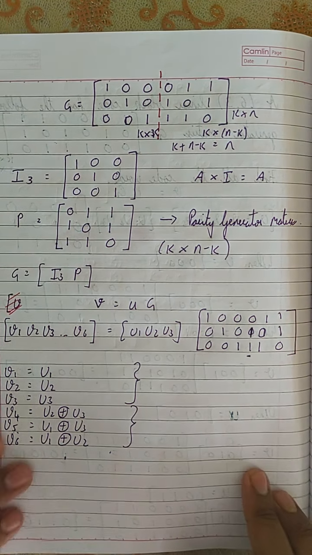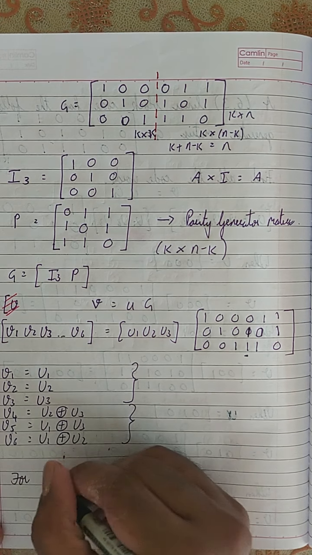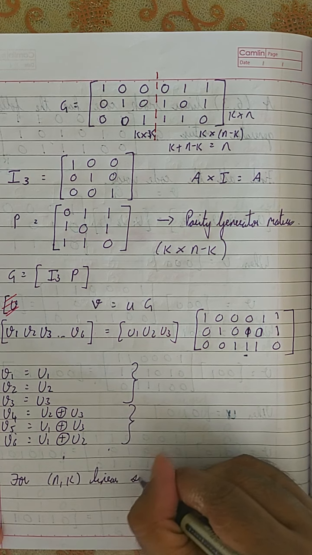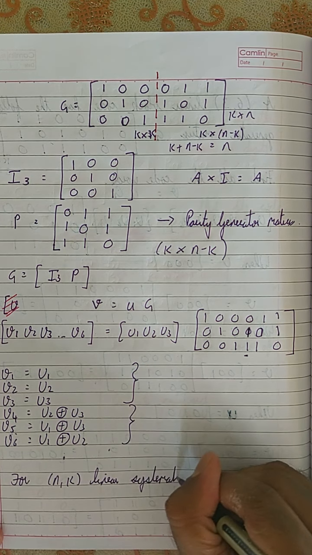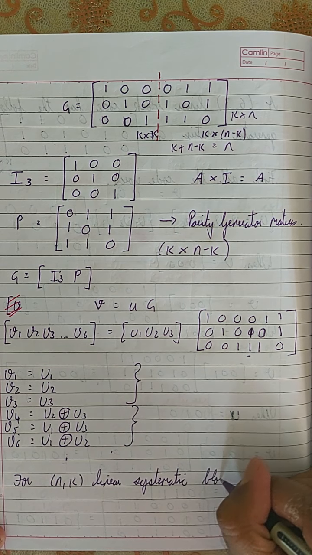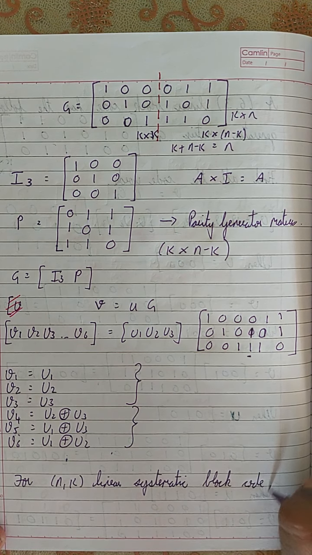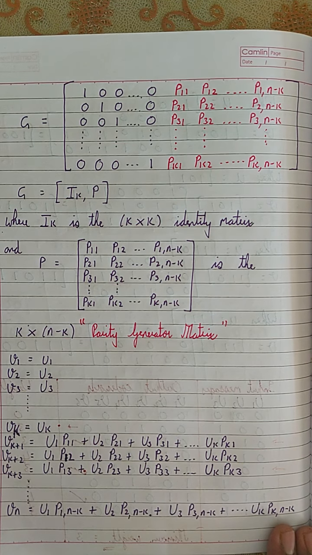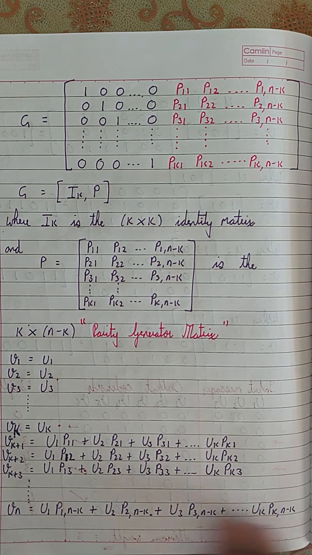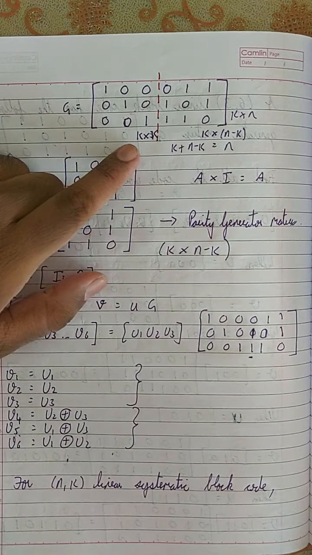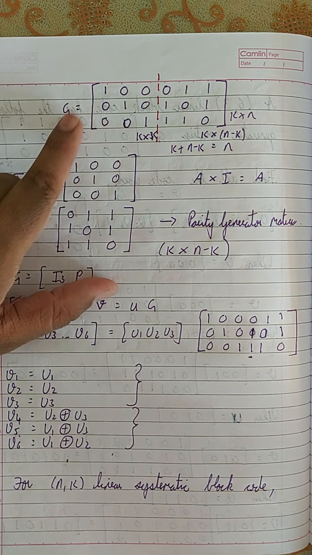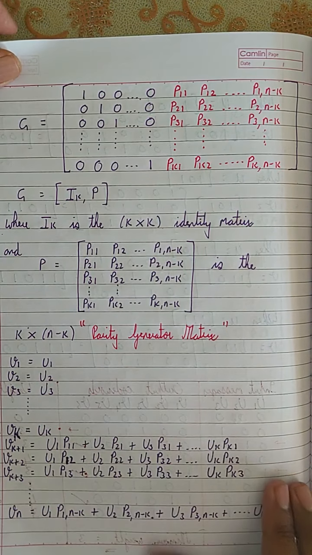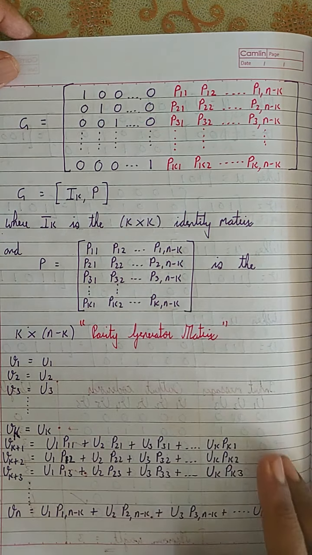Now if I'm going to generalize it for an (n,k) linear systematic block code, this is how the matrix will look. This is for an (n,k) linear block code when I'm generalizing the values of n and k. Here the value of (n,k) is 6-3, that is why this is called a 6-3 block code. In the same example, I'm using (n,k) linear, so I'm generalizing the values of n and k.